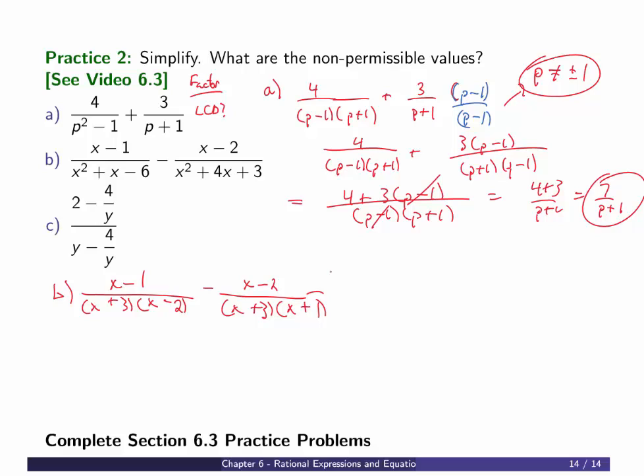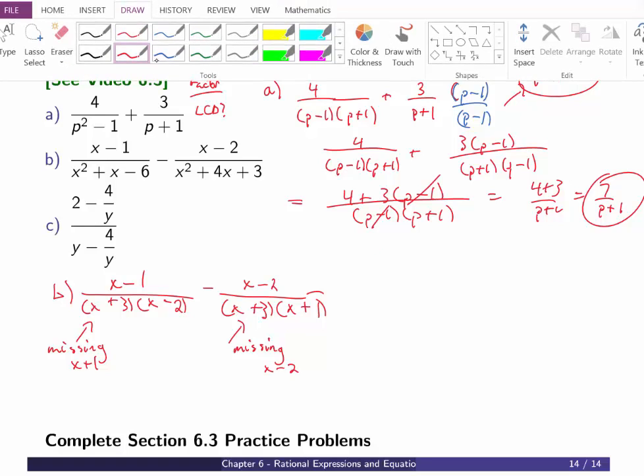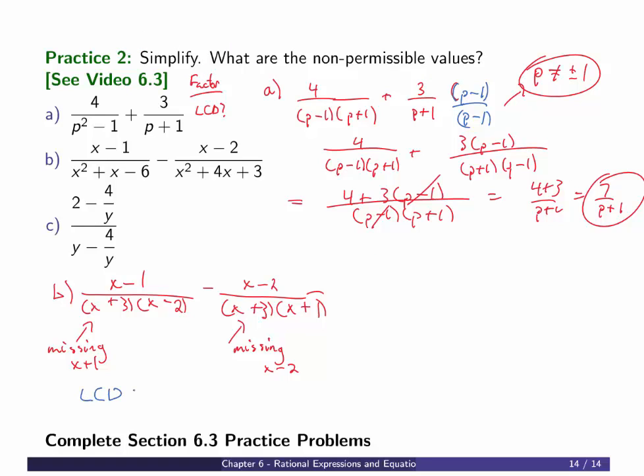So what we're missing from this side is x plus 1. Right. From this side, we're missing x minus 2. So the LCD in this case, and I'll do that in a different color, is going to equal x plus 3, which is common to both, x minus 2 needs to be common to both, and x plus 1 needs to be common to both. That's what it is, right?